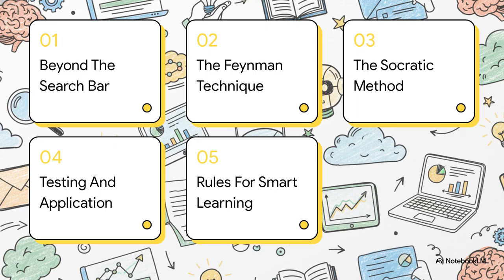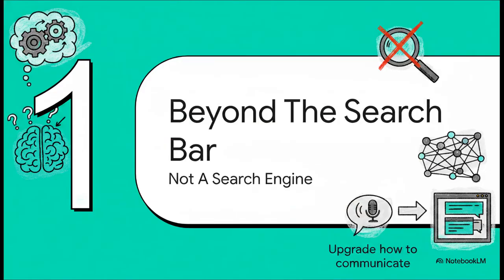To do that, we're equipping you with an actionable playbook. Today we're going to cover moving beyond the search bar, the Feynman Technique, the Socratic method, testing and application, and finally, the essential rules for smart learning. All right, Section 1, Beyond the Search Bar.